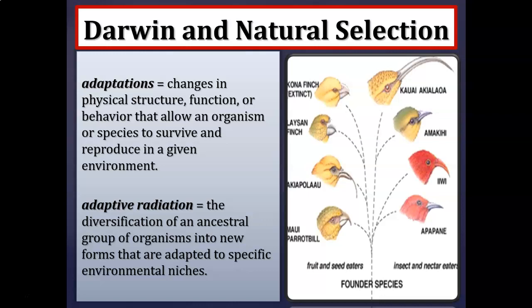So adaptations, a few vocab words to get out of the way here. Adaptations are changes in physical structure, function, or behavior that allow an organism or a species to survive and reproduce in a given environment. So these adaptations in the finches, we're looking at different beak sizes and colorations. The finches that have the really long, skinny beaks, like this one here, have an adaptation that allows them to pull nectar from flowers, whereas the finch that has a really short, stout beak has an adaptation that allows them to break open seeds.